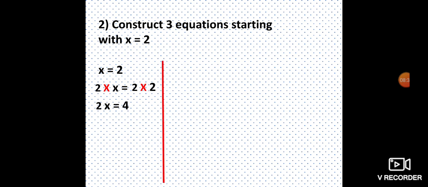Another equation. Our solution is x equal to 2. Next step, x plus 2. That is, we add 2 to LHS and RHS. x plus 2 in the LHS, then add 2 in the RHS also, 2 plus 2. x plus 2 equal to 4. This is the second equation. Very simple. Next, the third one.